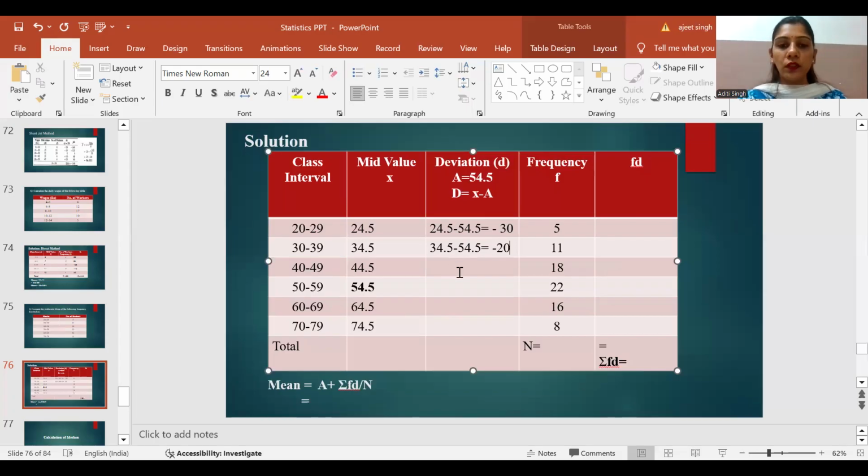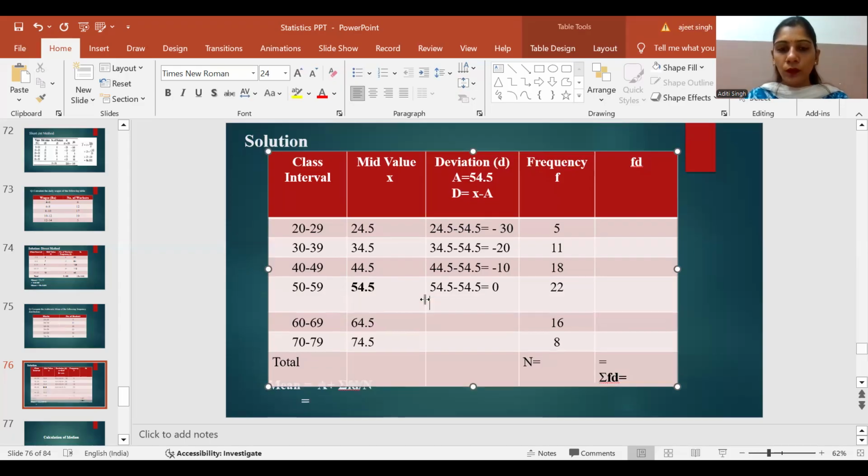Okay, next one, 44.5 minus 54.5. Again, your assumed mean value is bigger than the x value. So first put the sign of minus. Then what is the answer? Minus 10. Now in this one, 54.5 minus 54.5. Answer is 0. Okay. 54.5 minus 54.5, answer is 0.